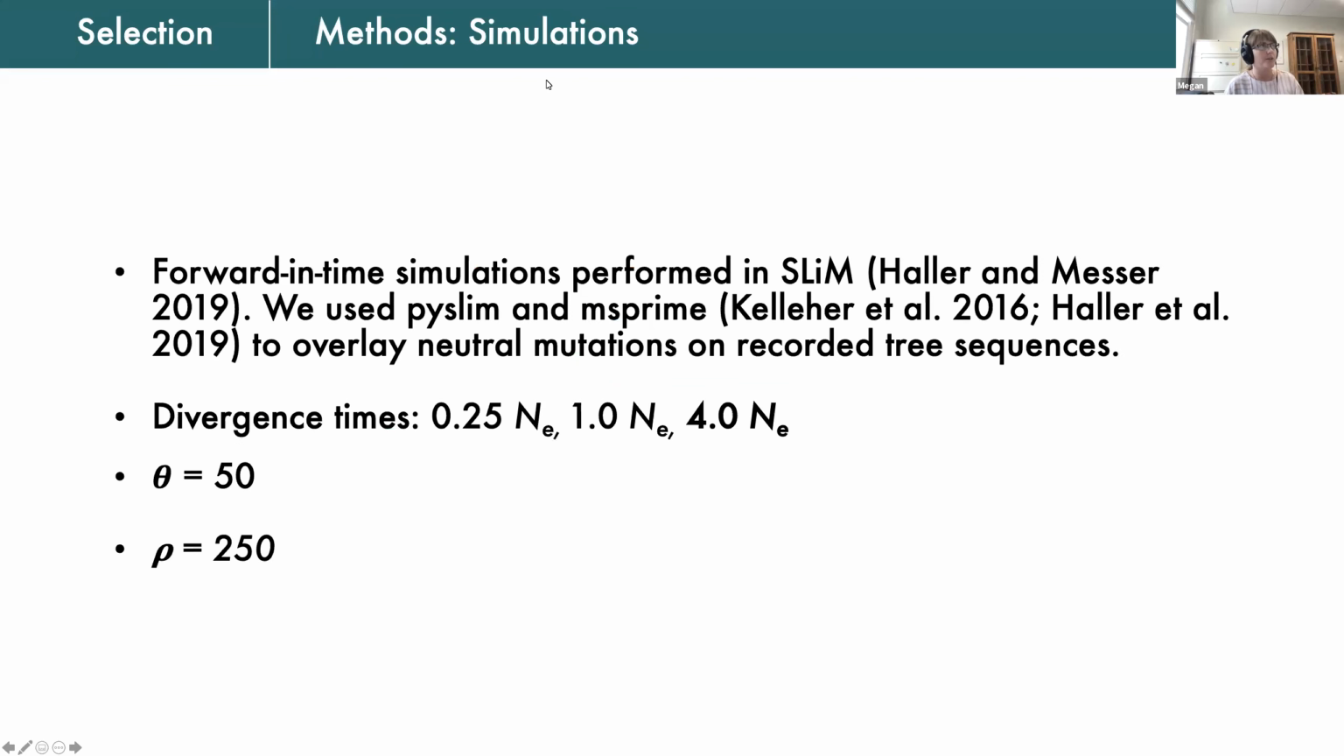Okay, so we simulated these data. We used forward time simulations in SLiM. If any of you have done forward time simulations, you know that these can be rather slow. So we used an approach in pyslim and msprime that allowed us to overlay neutral mutations. You don't need to know much about what that means, but it just makes these simulations a lot faster and more feasible. We looked at 3 different divergence times. I'm going to focus on the deepest divergence time. And we set recombination and mutation rates as shown here.